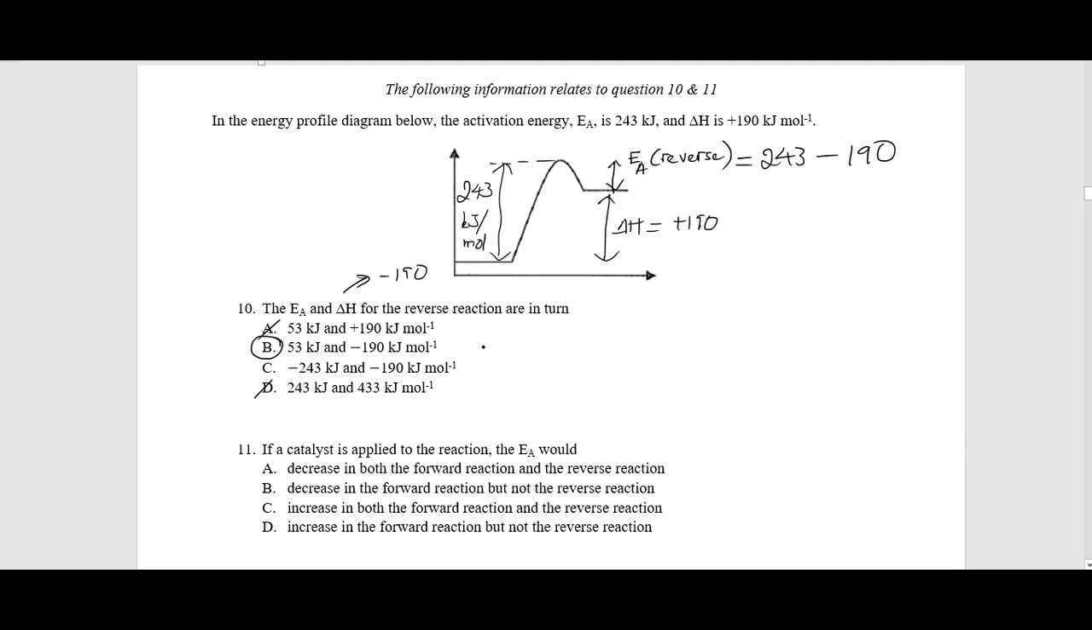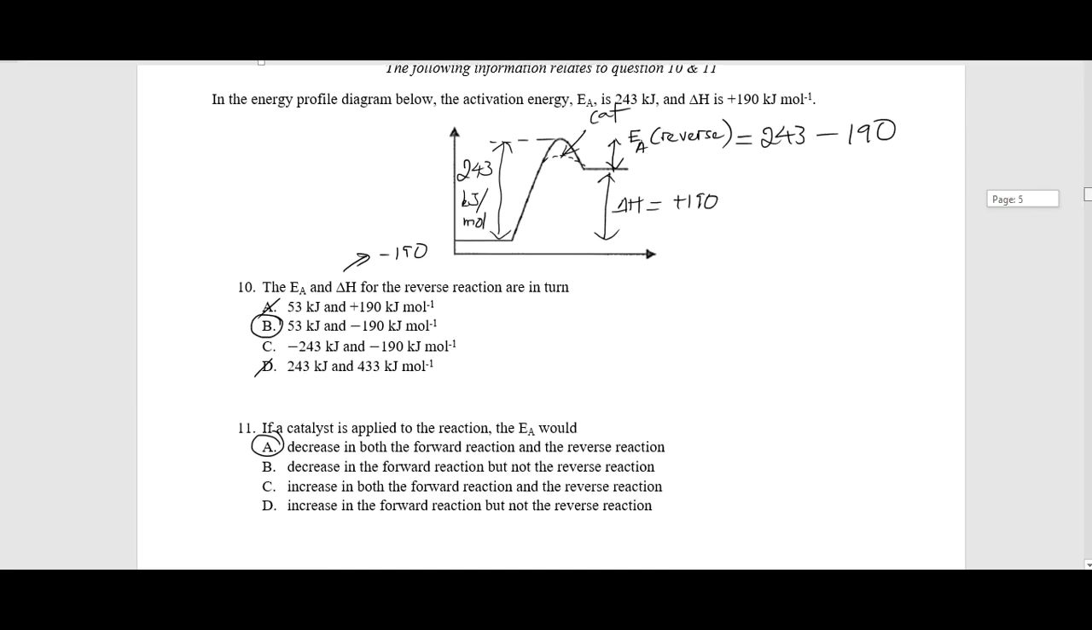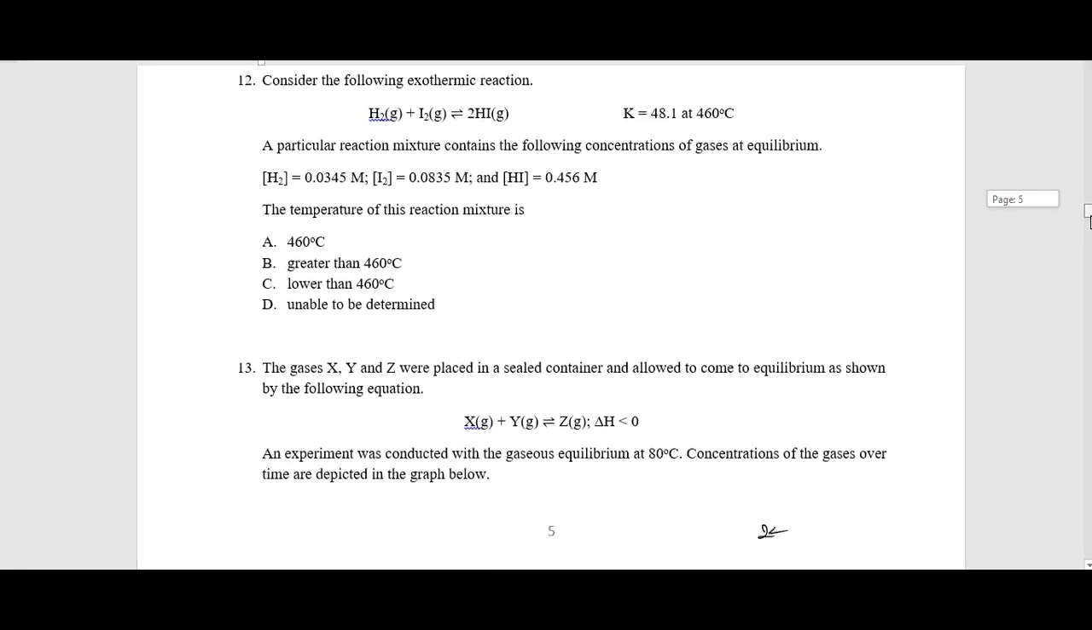Question 11. If a catalyst is applied to the reaction, the EA would, okay, so a catalyst will lower the activation energy, which is basically this here. So it's going to lower the EA of both the forward and the back reaction. So, a decrease in both the forward and reverse reaction. The answer is A. I feel like this is the first A we've got so far. That's totally by chance.